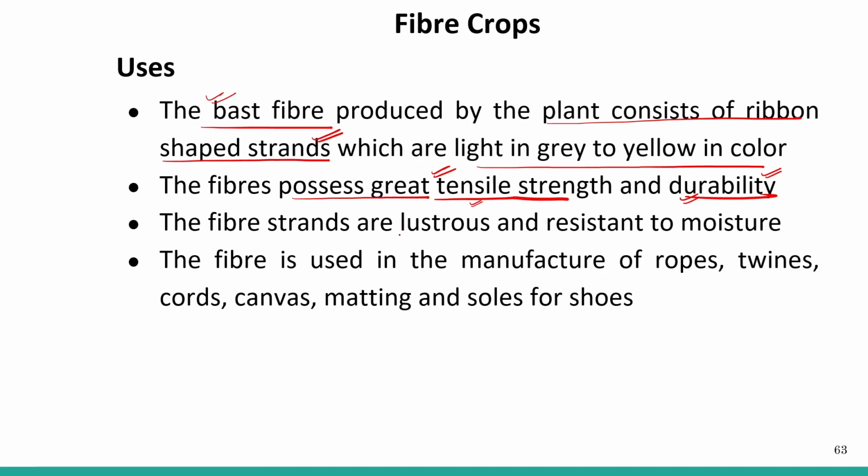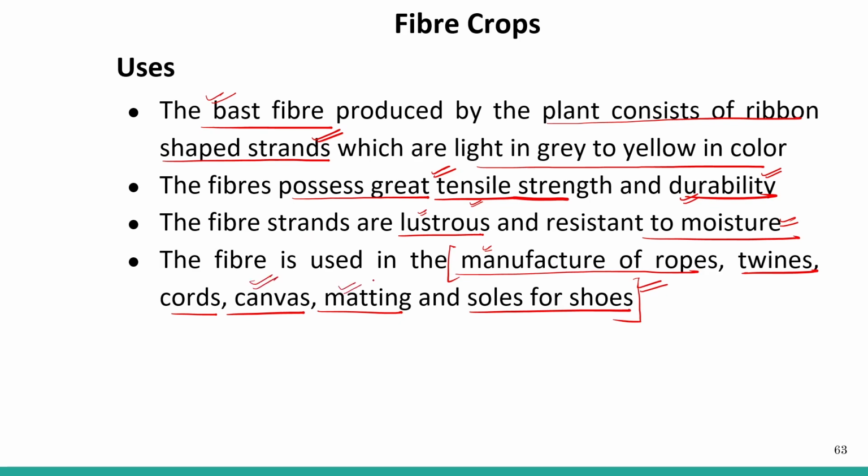The fiber strands are lustrous, meaning they have shine, and resistance to moisture. The fibers are used in the manufacture of ropes, twines, cords, canvas, matting and soles for shoes. So these are very important for the manufacturers of ropes, twines, cords, canvas that is used for painting, right? Matting and soles for shoes also.